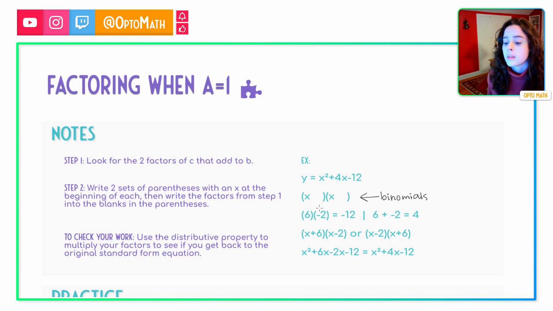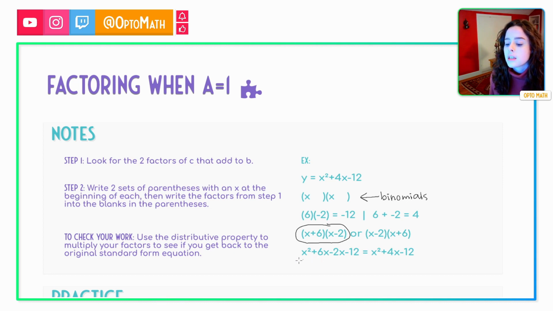So we found 6 and negative 2 to be our factors, because 6 times negative 2 is negative 12. And if you add them together, 6 plus negative 2, you get 4. So it works for our c and our b. So finally, we want to substitute our 6 and negative 2 into those blanks. So this is the true binomial. And you could swap the order. It doesn't matter because you're just multiplying the two binomials, and multiplication is commutative, which means you can swap the order and it does not change the value.